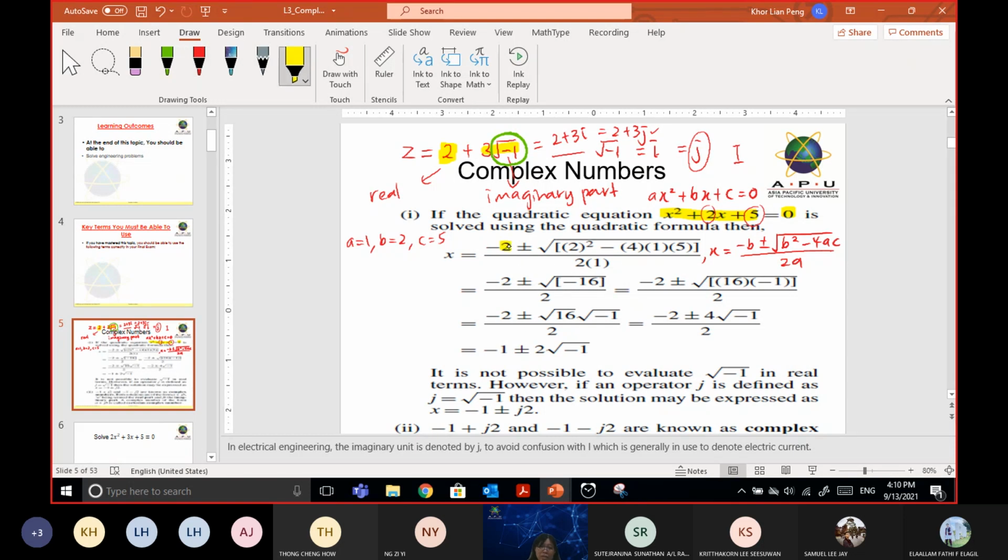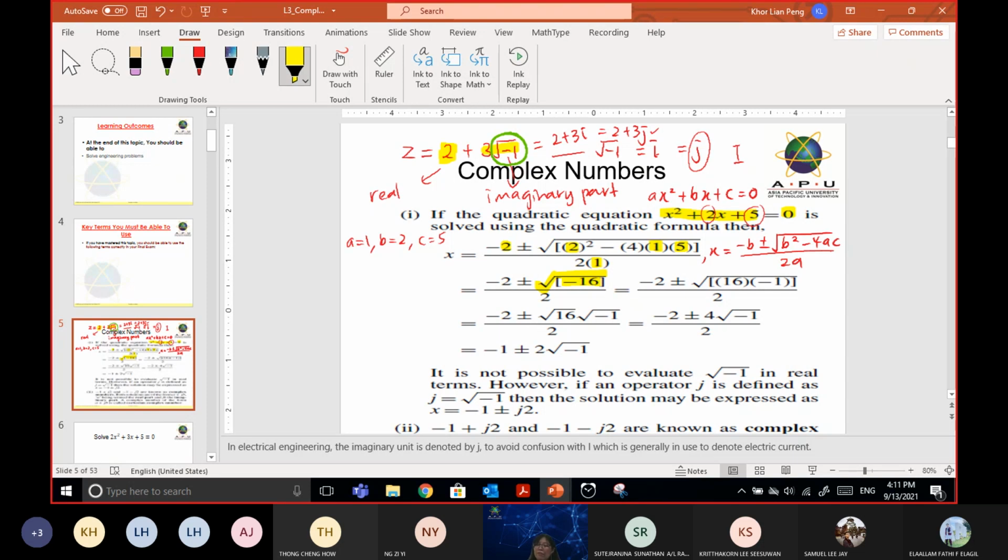So this is b, so negative 2 plus minus square root of 2 squared minus 4ac. The a is 1, c is 5, then divided by 2a, so this is 1. Then we try to solve this. Let's try to simplify the one inside the square root. Inside the square root, what do I have? 4 minus 20, so I get negative 16. So in the square root, we get negative 16.